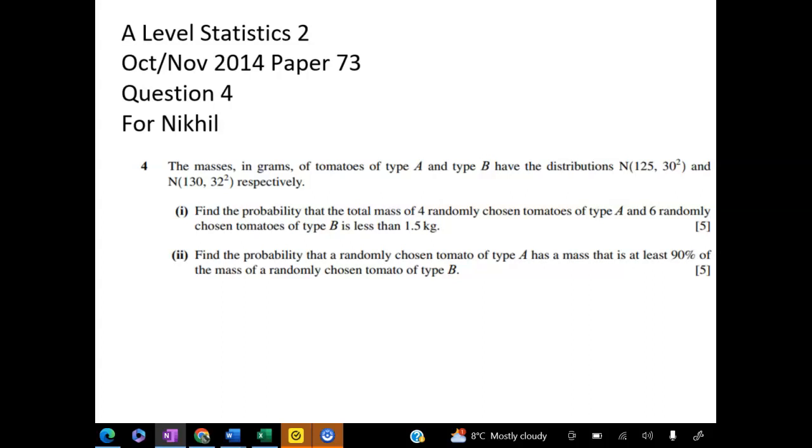We've got two kinds of tomato, A and B. Tomato A is normally distributed with a mean of 125 and a variance of 900, and tomato B has got a mean of 130 and a variance of 32 squared. So first we have to work with the total mass of 4 randomly chosen tomatoes of type A and 6 randomly chosen tomatoes of type B. And we have to find the probability that that total is less than 1.5 kilograms.